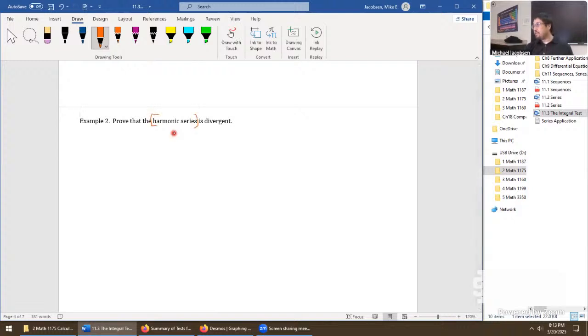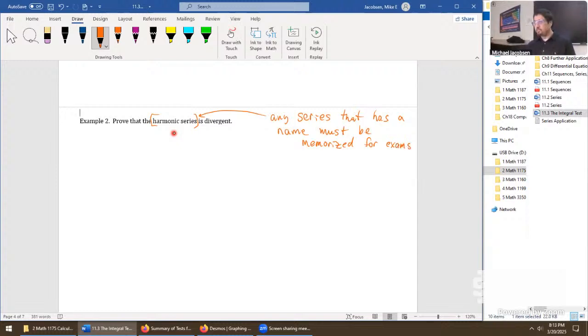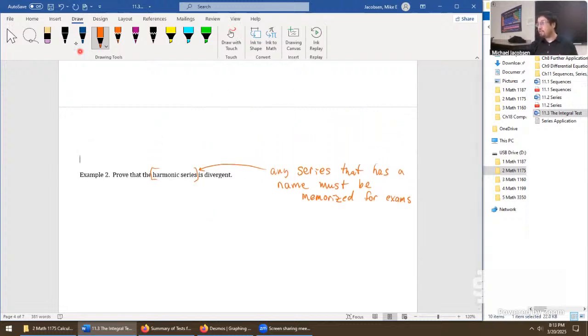So let's make a statement right here. Any series that has a name must be memorized for exams. Because this kind of stuff will come up again. You have to know if we say harmonic series, which one we're talking about specifically. Another named series that we haven't discussed yet is this one. With that comment, it should be a good idea to name these. And there's only 2 series with names.